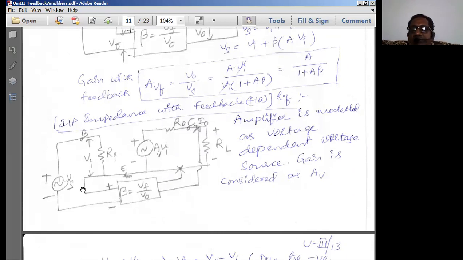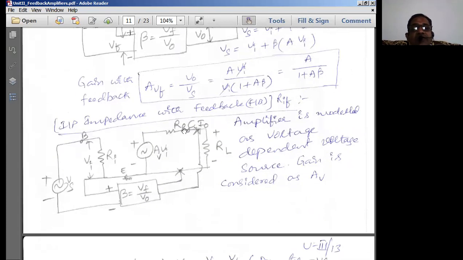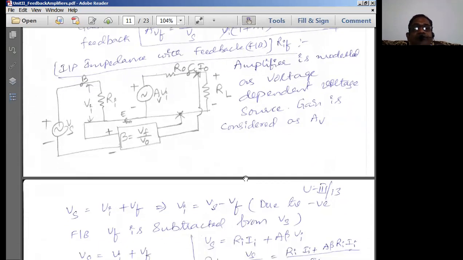called Vi. In general, what is a BJT? A BJT in general is a current device. So based on our requirement and application, we convert it. Now we have converted it by this type of feedback called voltage series. We have converted this amplifier into a voltage dependent voltage source, where this A is considered as AV.